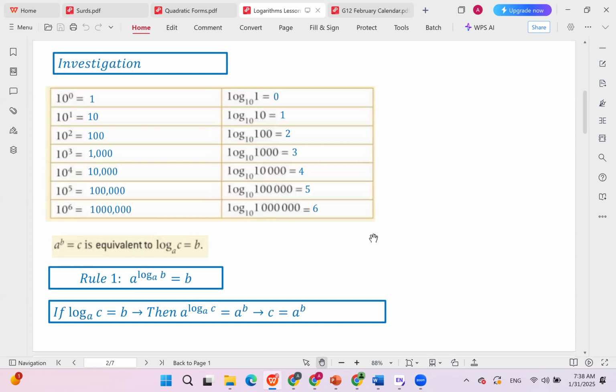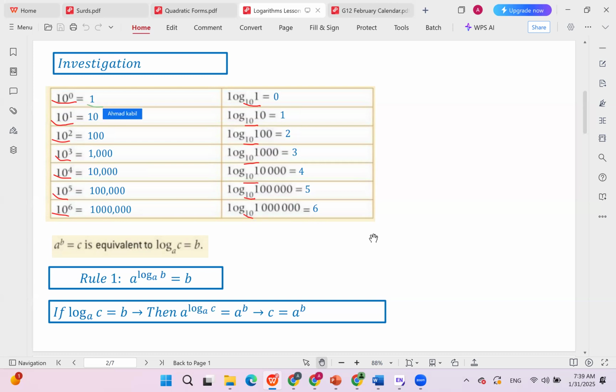So we all know from previous years that 10 power 0 gives us 1, 10 power 1 gives us 10, 10 power 2 is 100, and so on and so forth. This is prior knowledge. I want you to observe a pattern, which is that we have a base of 10 in all cases. We can see that this number 10 is repeating in all cases as well.